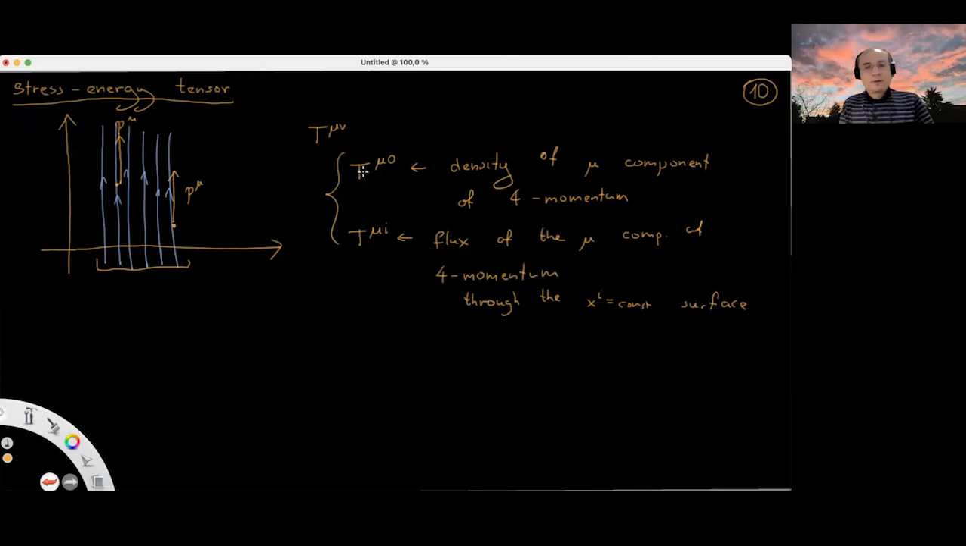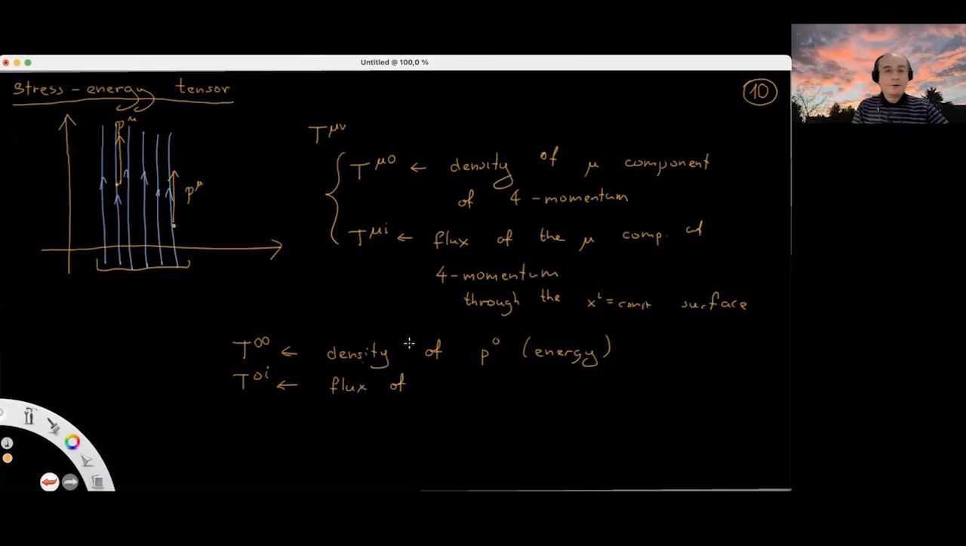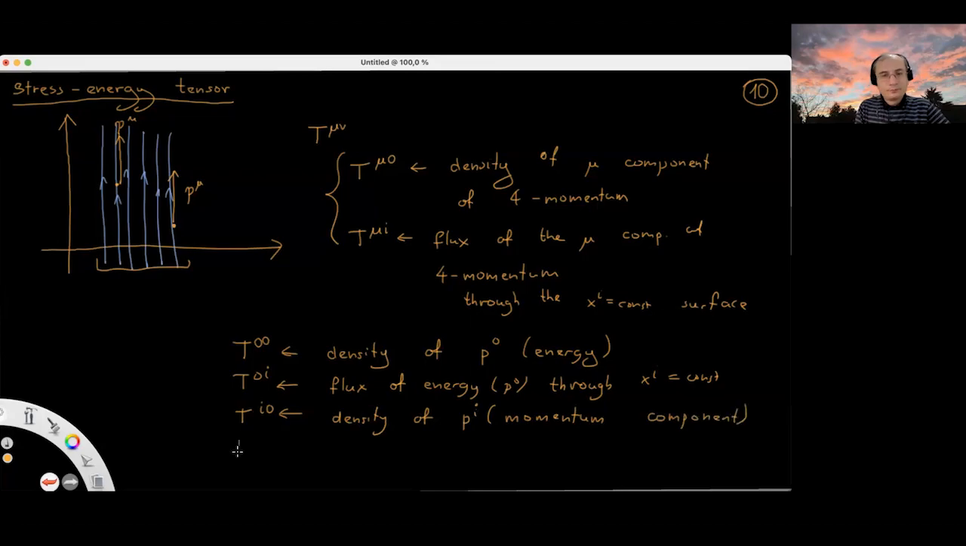And we can again break this down into even finer distinction. So we again distinguish the zero and the spatial components of μ. In that case, T^{00} is the density of the zero component of momentum, that is energy. T^{0i} is the flux of energy. So each of these particles carries energy. If the particles move through a surface, they carry some kind of energy with themselves through x^i equal constant. T^{i0} is the density of momentum, the i-th momentum component. T^{ij} is the flux of the momentum component.